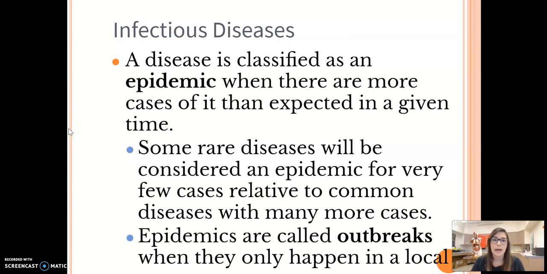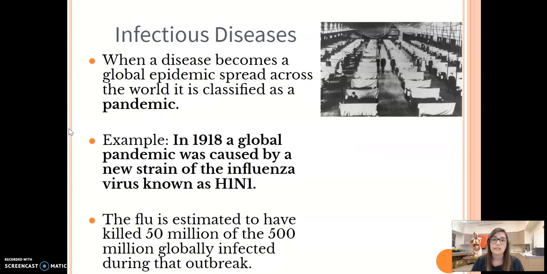So contrasting epidemic to pandemic, when a disease becomes spread globally, when it's a global outbreak, it's considered a pandemic. So an example, I'm sure you have heard of the 1918 global pandemic caused by the H1N1 virus. It's also known as the Spanish flu. This is influenza A, and the H1N1 is estimated to have killed 50 million of the 500 million people globally infected during that outbreak. So very, very deadly disease.